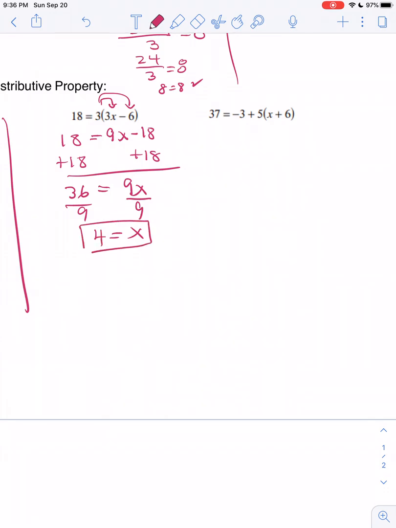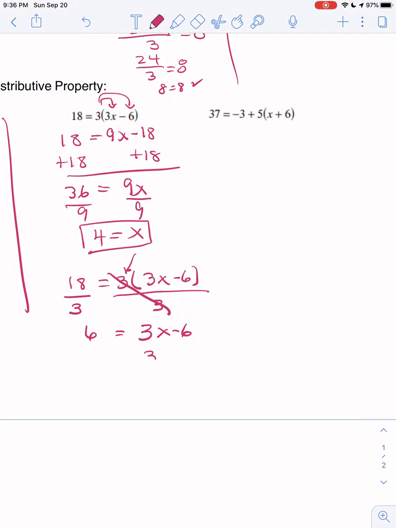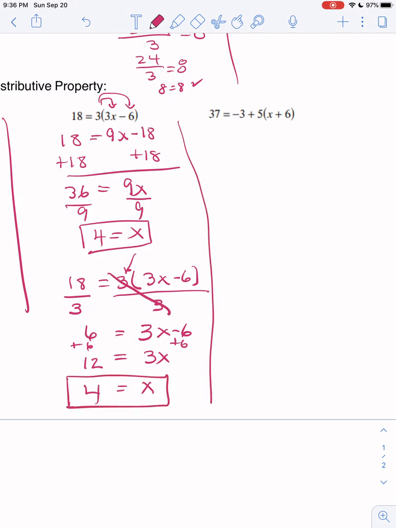Another way you could do this, maybe you learned this way and prefer this way, I'll just go over it with you. Maybe you said, hey, that's multiplication. I can quickly get rid of that multiplication by dividing. Absolutely. We could have divided right away, boom, and got rid of that first 3, and that would give us 6. Add 6 to both sides. We get 3x equals 12. Divide each side by 3, and we got the same answer.